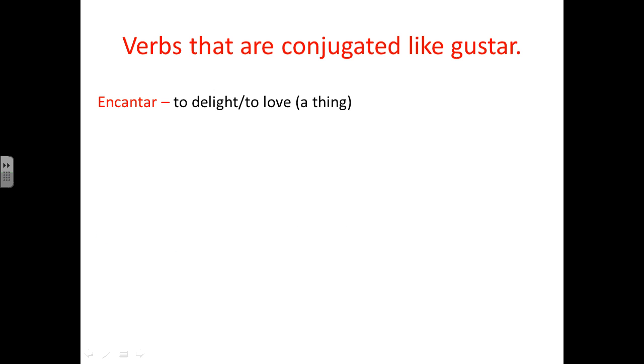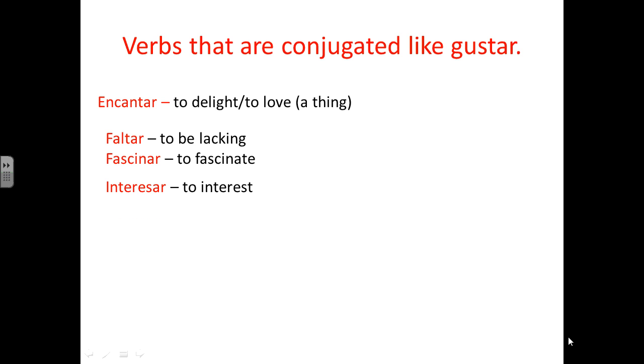Okay, the next section is your list of vocabulary. Encantar is to delight or to love a thing, not a person. It's more than liking. It's loving something. Faltar is to be lacking. Fascinar, it's a cognate, means the same in English as it does in Spanish. Interesar, a cognate. Importar, another cognate.